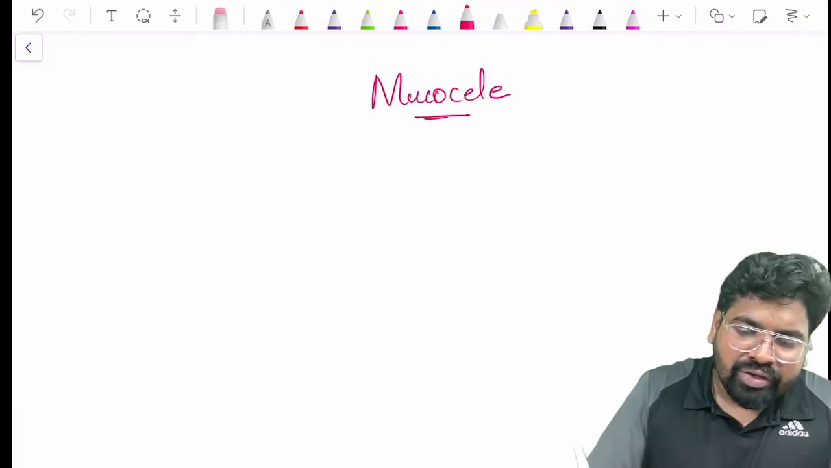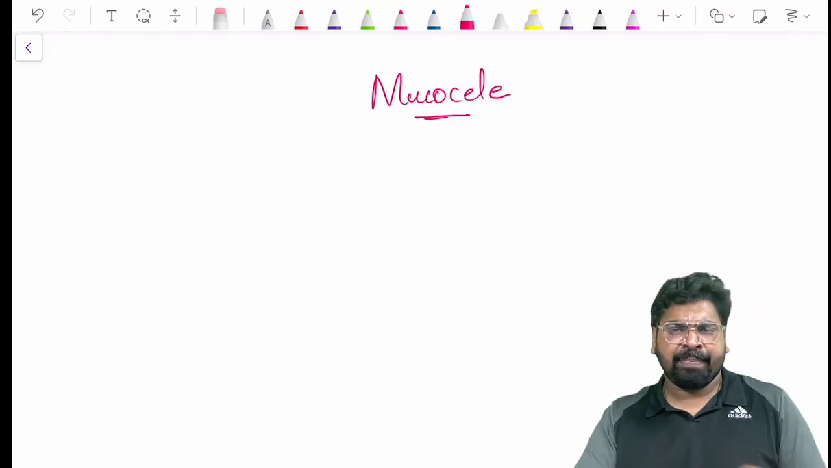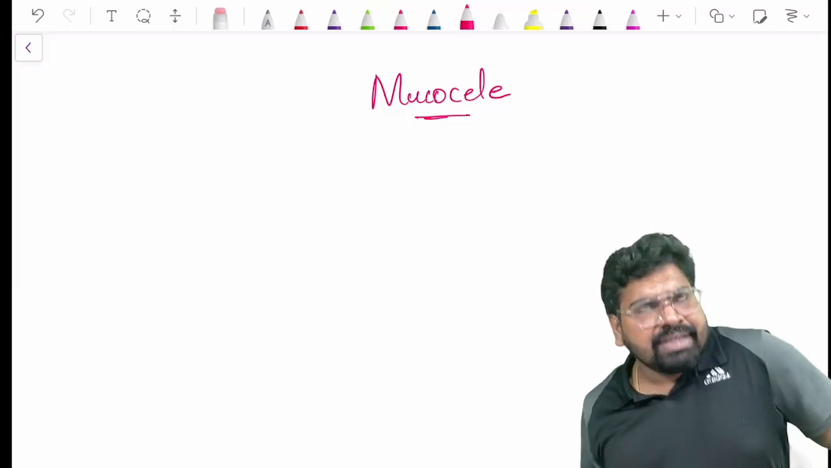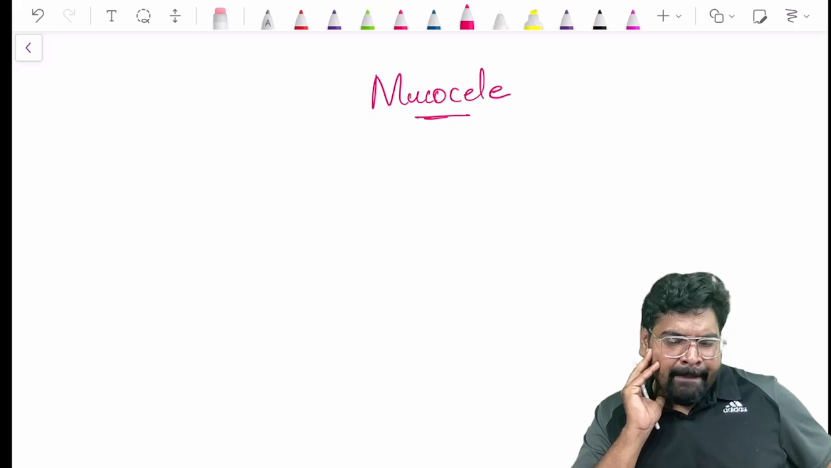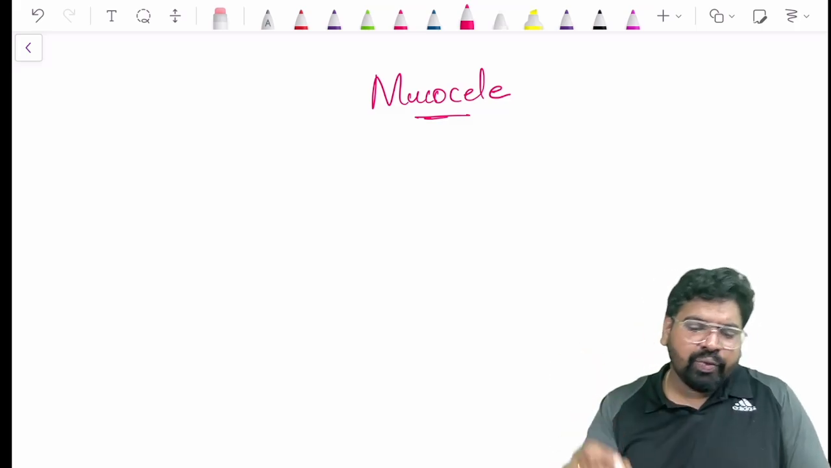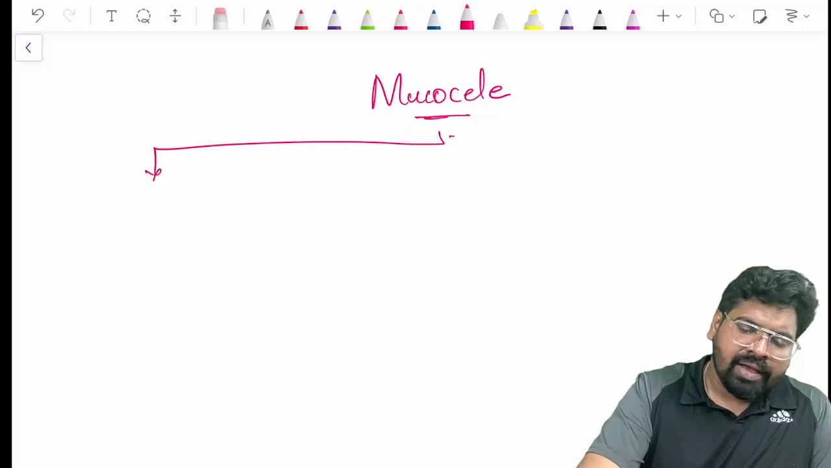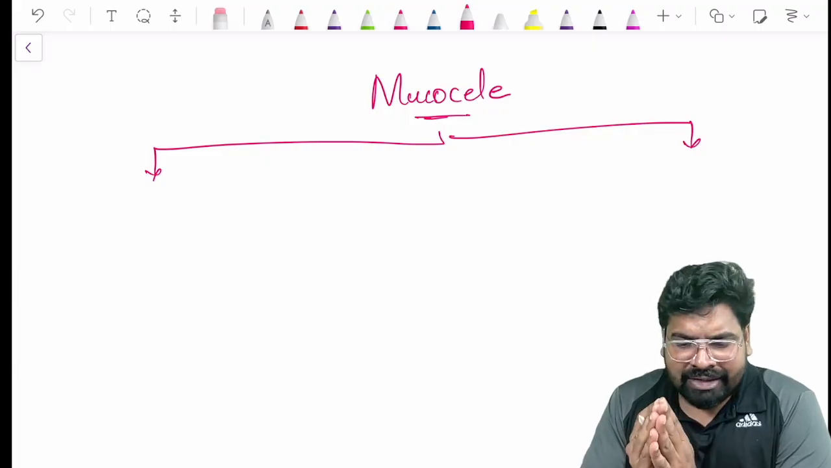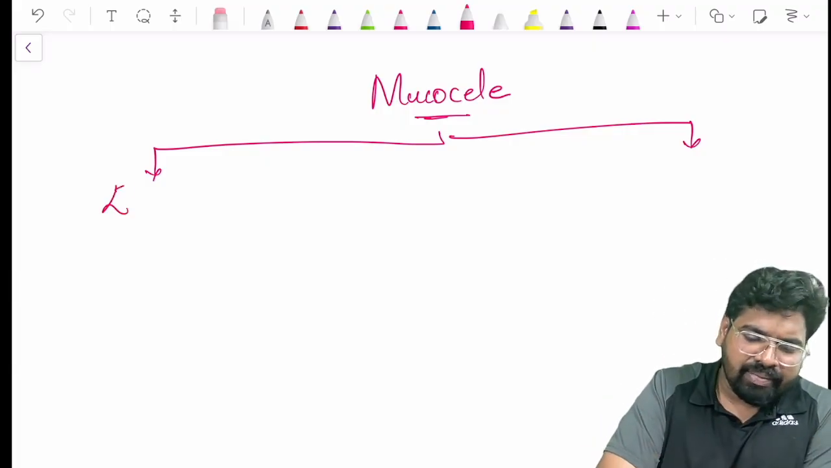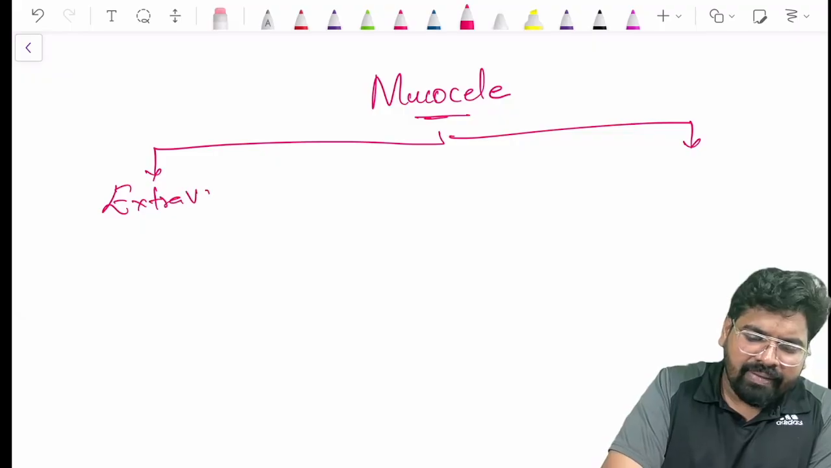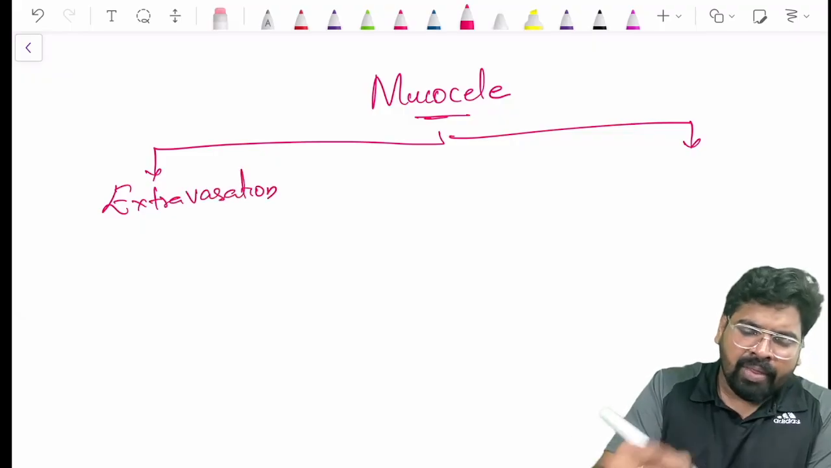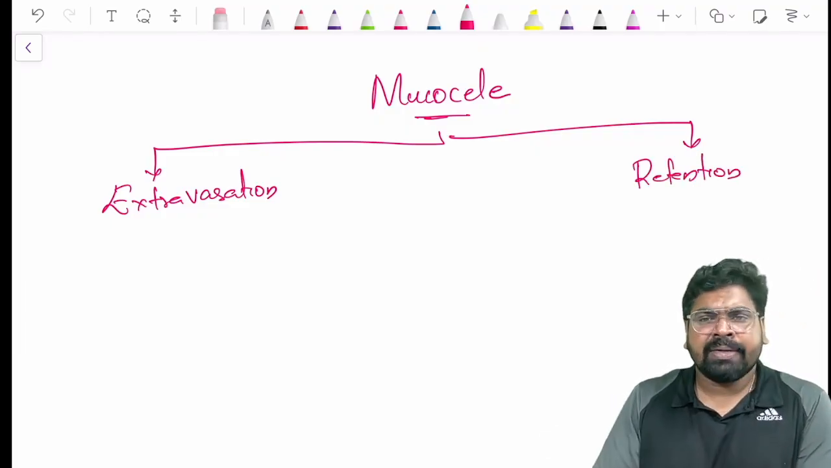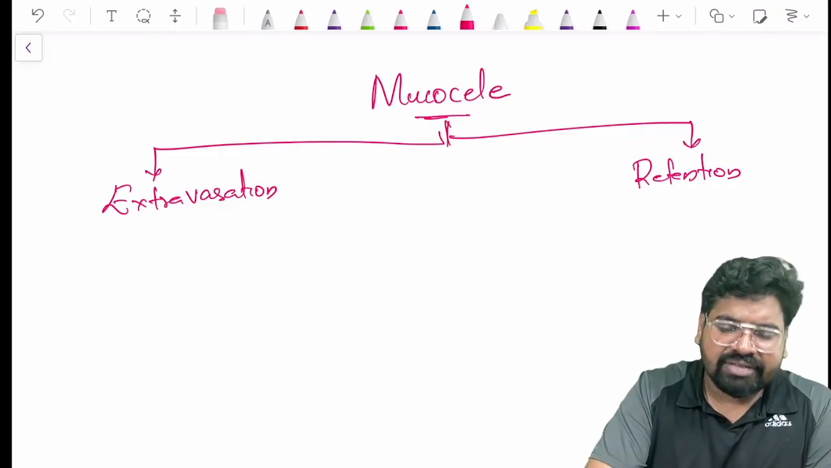Mucocele. See, mucocele is an old term, and actually we are not supposed to use this term now. Mucocele is an old concept. Mucocele is of two types. In the present scenario, mucocele is told as extravasation and retention. It is two types. So mostly the mucocele is a cystic swelling.